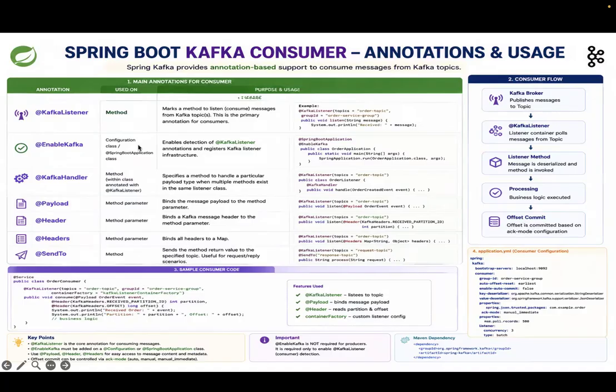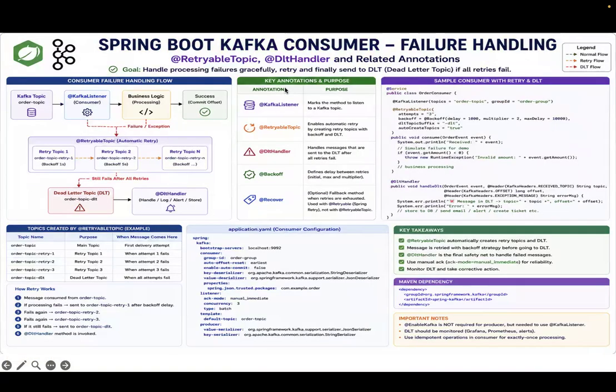There is also failure handling for this Kafka consumer. There are 2 annotations available for that. One is @RetryableTopic, another one is @DltHandler. When the Kafka listener consumes and there is a failure or exception during the business logic, the retryable topic will do the retry with the configuration of attempts and backoff. It will retry 3 times with a backoff delay of 1000 and a max delay of 10,000. So this is the retryable topic.